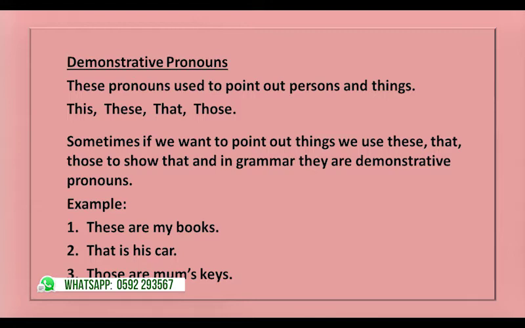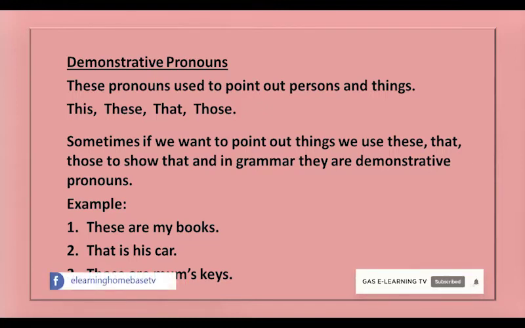So when we have words such as this, these, that, those, they are known as demonstrative pronouns. So we can say that when we want to point out things, we use words such as these, that, those to show that we are pointing out to something. And in grammar, they are known as demonstrative pronouns.